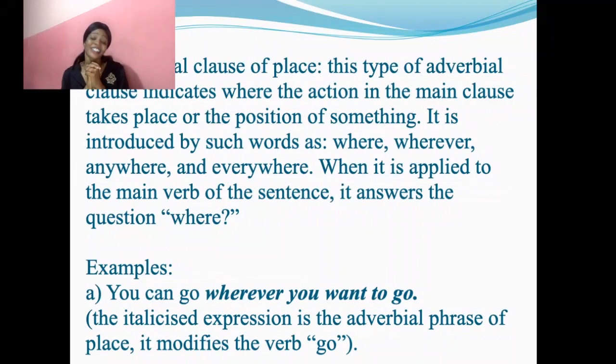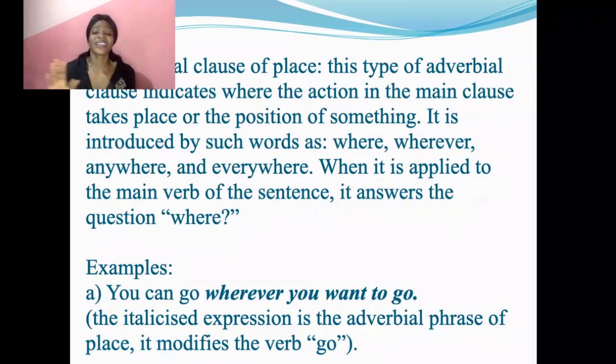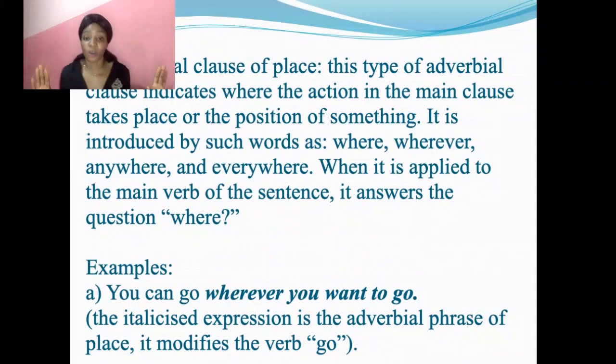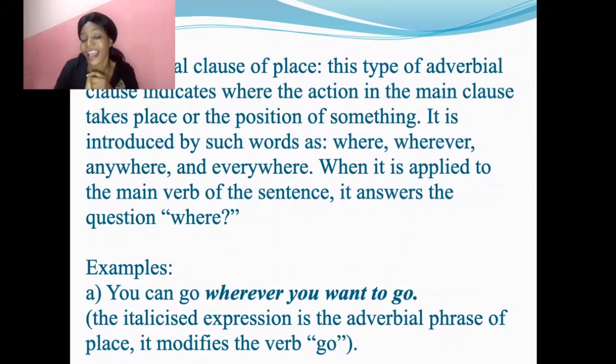Okay, now let's look at some of the examples we have. We have example A here, which says, you can go wherever you want to go. You can go. You can decide to end it. But by adding wherever you want to go, it actually tells us where. It tells us about place. Anywhere at all. It is your choice. Just make up your mind. So, wherever you want to go is an adverbial clause of place, and it modifies the verb go.